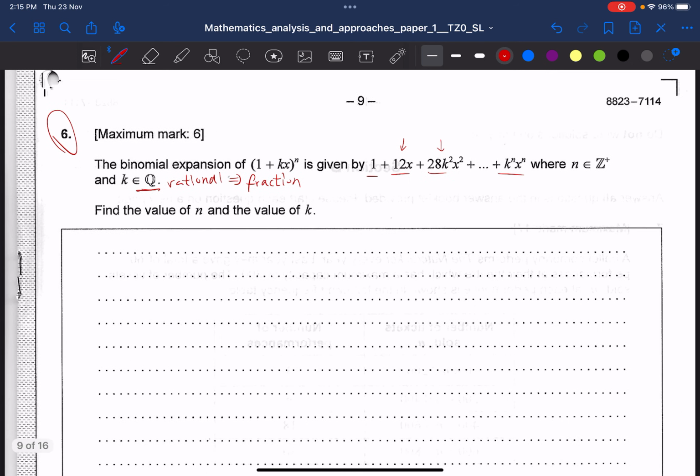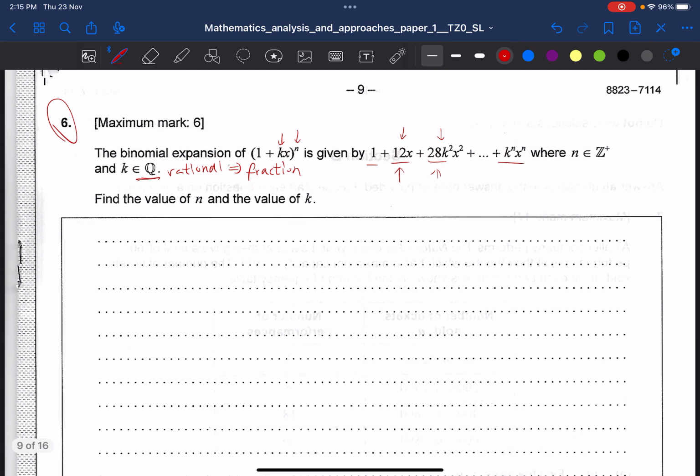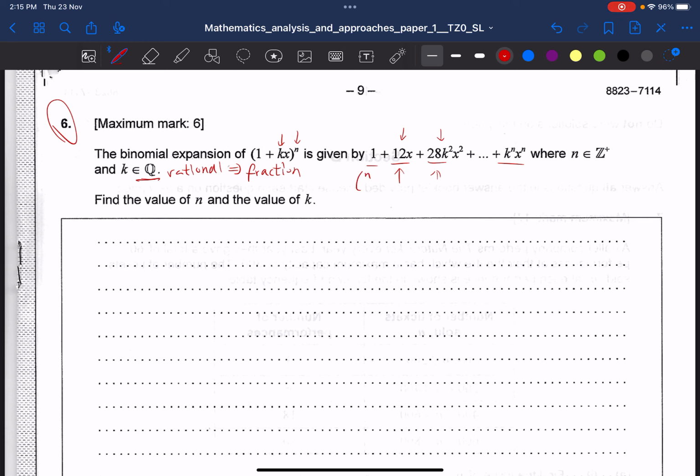So I think we have how many unknowns here? We have 2 unknowns. One of them is k, one of them is n. So 2 unknowns, we need 2 equations. So I think we have 2 equations here. Okay, so let's, 6 marks. So let's try. So this is n choose 0, the first term, right? This is n choose 1. And this is n choose 2. And the final one here is n choose n.